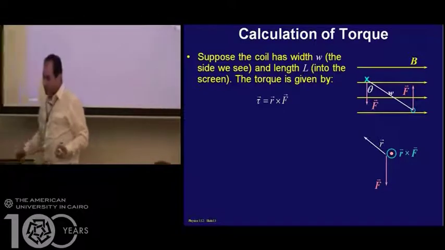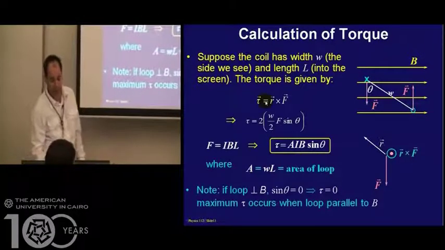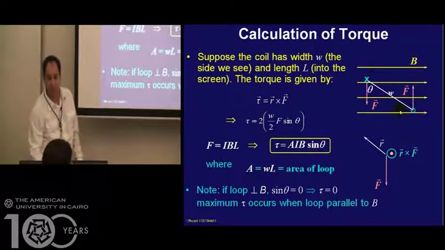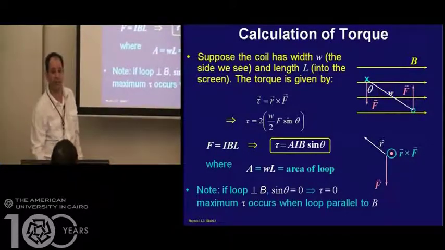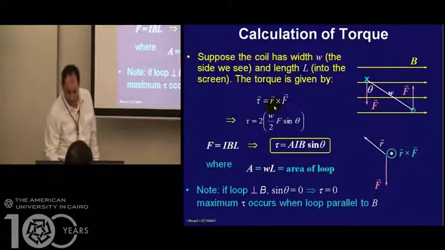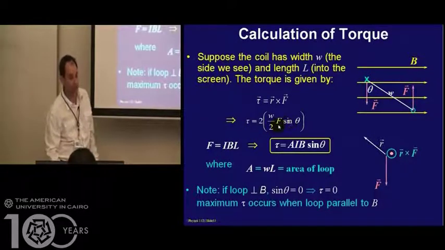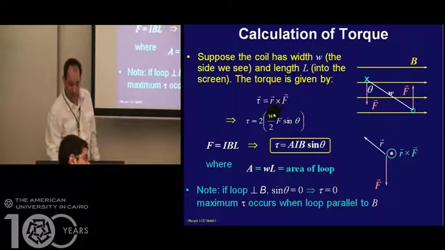So in magnetism, the same thing happens. Magnetic torque: if we put a loop in a magnetic field in such a way that the plane of the loop is not perpendicular to the magnetic field, we will create torque. The torque in that case equals R cross F. R is W over 2, half of that distance, times the force. And the cross product will give you sine of the angle. So you get W over 2, that's R, times F, times sine theta. This is R cross F.